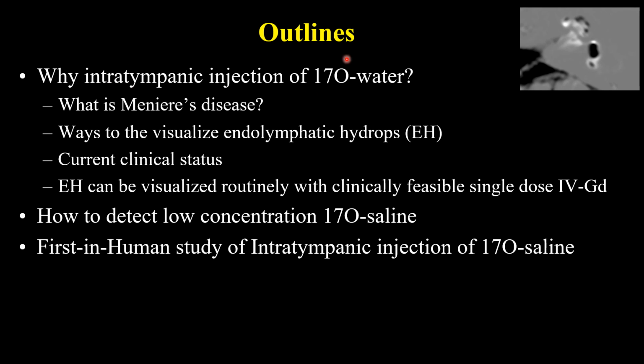To talk about this, I have to explain what is Meniere's disease and ways to visualize endolymphatic hydrops and current clinical status, and endolymphatic hydrops can be visualized routinely with clinically feasible single-dose IV gadolinium injection. Then I will talk about how to detect low concentration O17 water. And I will show some results from the first in-human study of intratympanic injection of O17 saline.